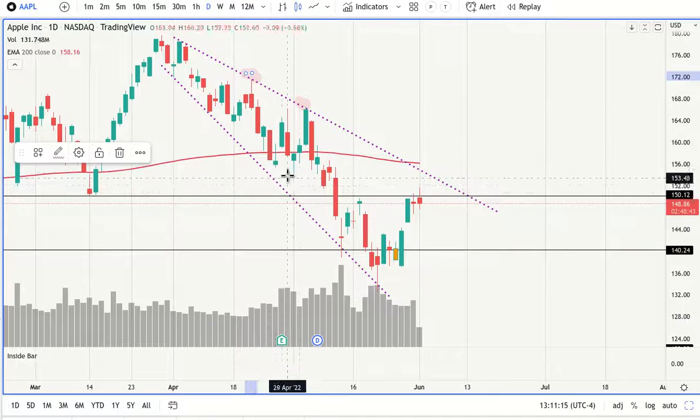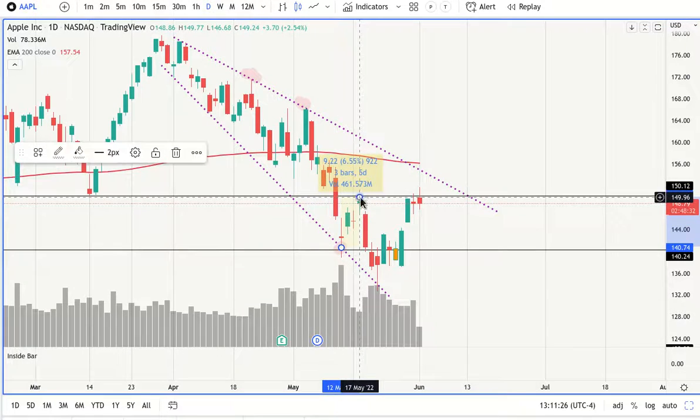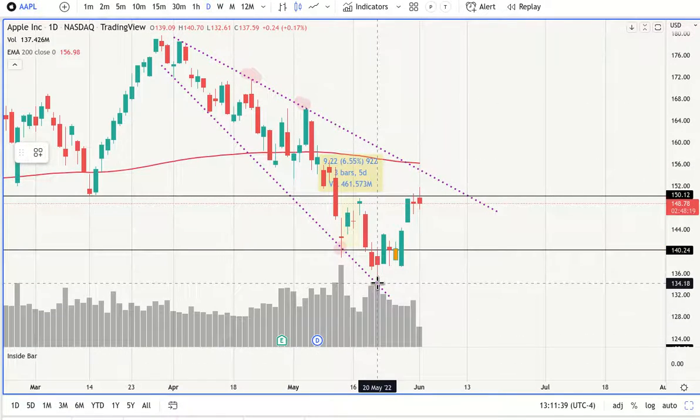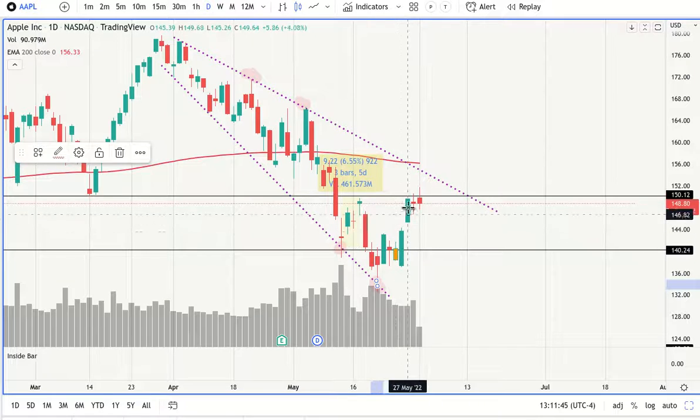Look at this, and here it tried to touch the line, but it didn't. It touched the line here. We bounced off. Look at this. We bounced 6%. If you bought a call, an options call, you made a hell of nice money in this short move. Also, if you bought the stock here at the 130 level, even if you bought it at the 140 level, you're still making money.